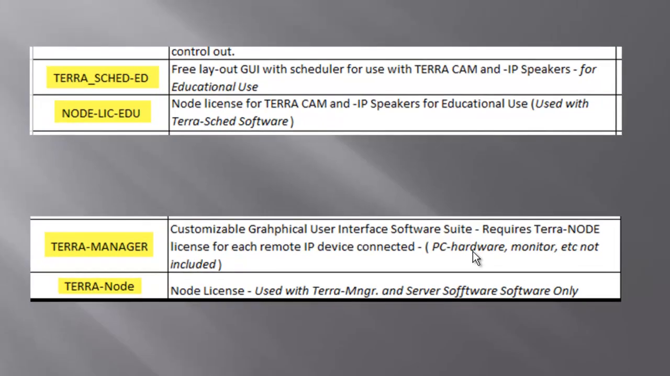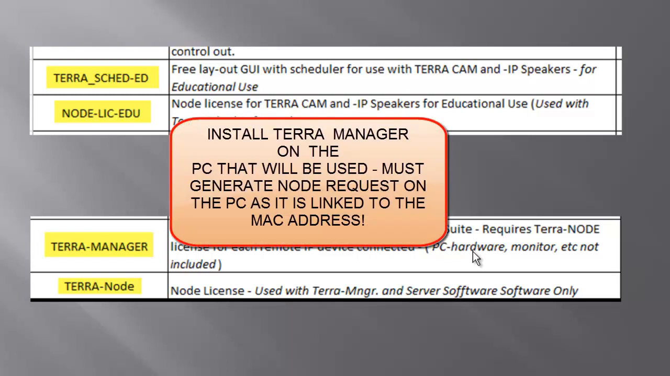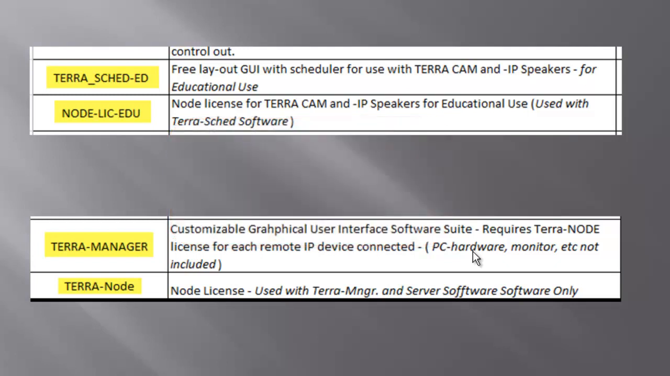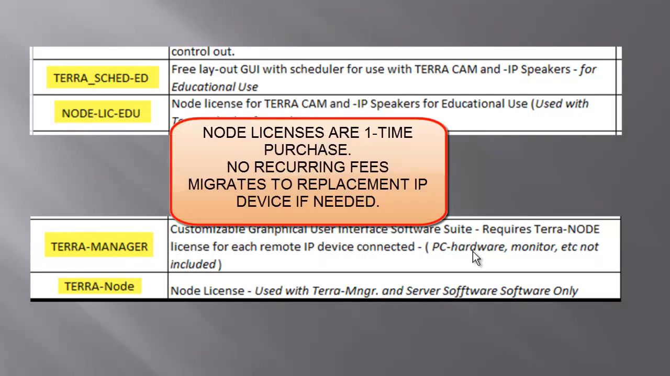The other thing is node licenses, and this video is showing you how to launch your program for the first time and generate or request a node license, and then also import your node license, which is the two key things you need to do to get started. When you order or purchase the Terra-Manager software, you get the software package, but you also have to buy node licenses. These are one time only. Once you buy one, you own it for life.